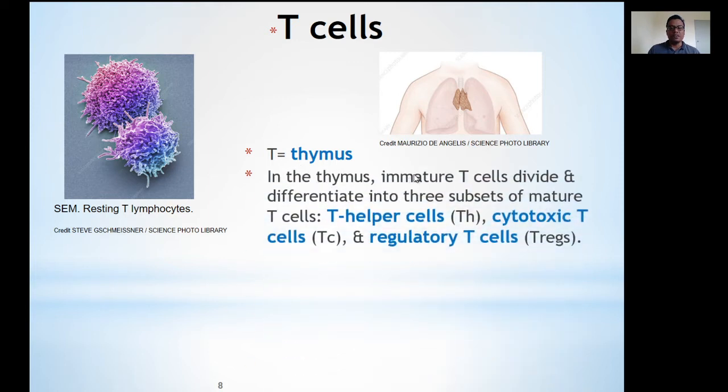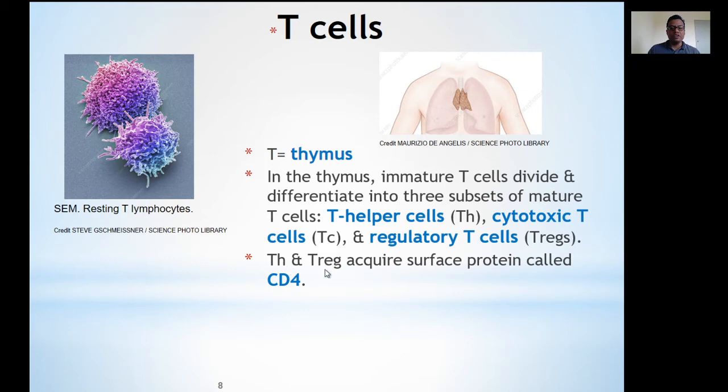In the thymus, the immature T cells will divide and differentiate into three main subtypes of immunocompetent, or mature, T cells. So from a common immature T cell, they will divide into many cells, and then they will differentiate themselves into three types, which are T helper cells, cytotoxic T cells, and also regulatory T cells.